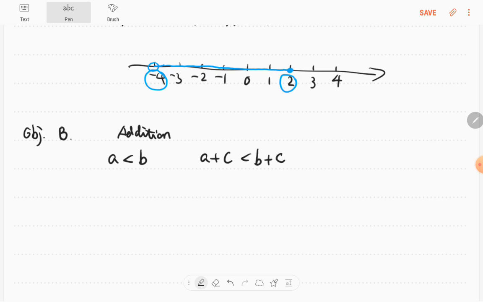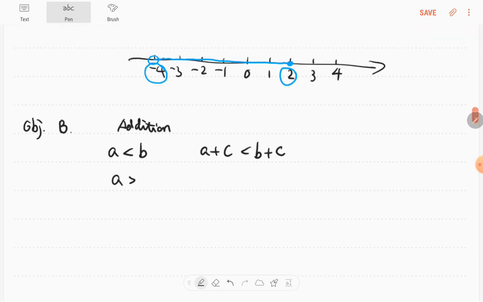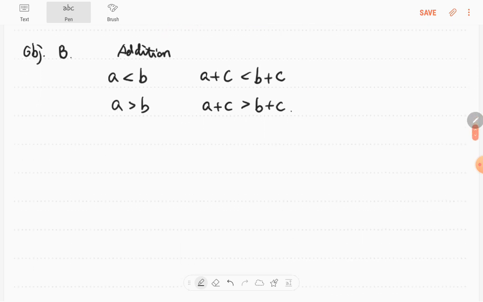If A is less than B, then A plus C is less than B plus C. So it's just the same. If A is greater than B, we have the same rule. For the addition rule, no matter C is positive or negative, the rule is always the same. Both sides plus or minus a number, the direction of inequality will not change. So let's check some examples.